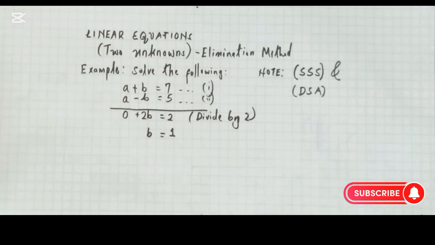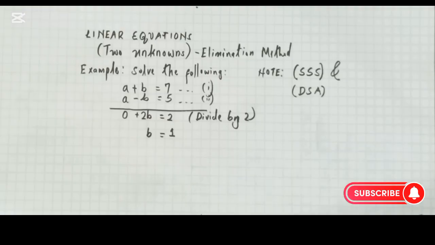So we've solved for b. However, we have not solved for a. Remember, a was the value that we eliminated. We know the value of b, but we are supposed to solve this simultaneous equation by finding the value of a and b as well.